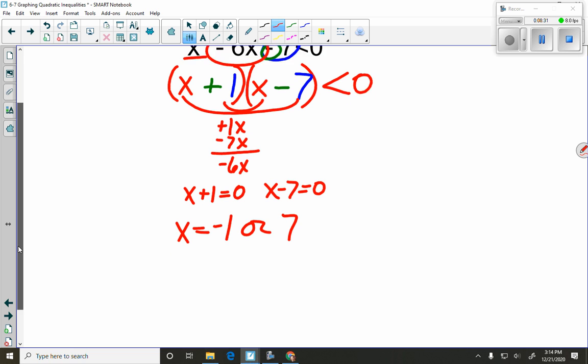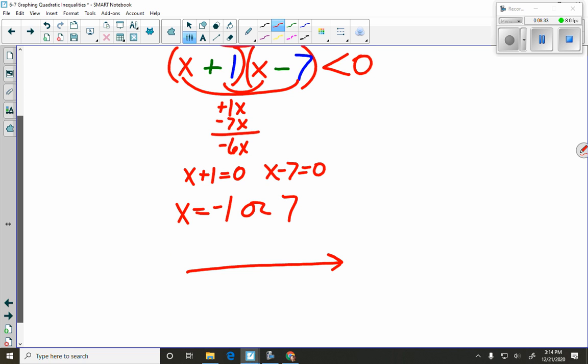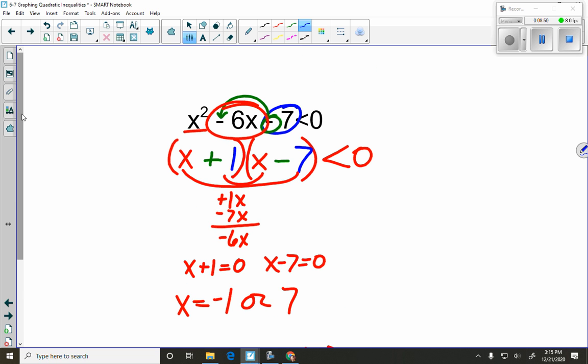So on a number line, you've got a negative 1 down here. You've got a 7 somewhere up there. I like testing something in the middle, and the one that I like to test is 0. 0 is my favorite test point. We're going to find out if this 0 satisfies the equation or not. So I'm going to plug in all the way back up to my original equation. I'm going to put in a 0 here. So a 0 squared minus 6 times 0 minus 7. Is it less than 0, yes or no?